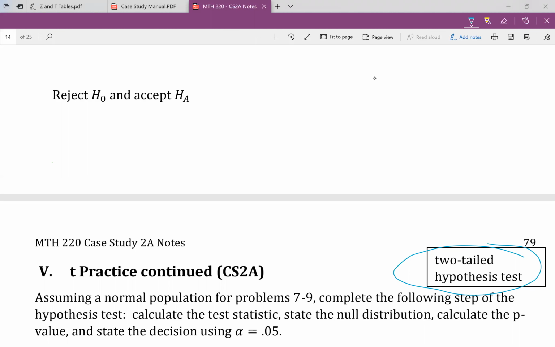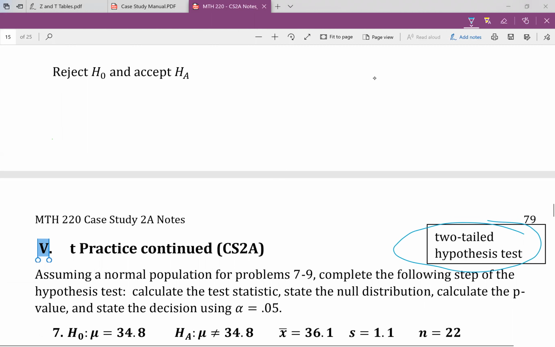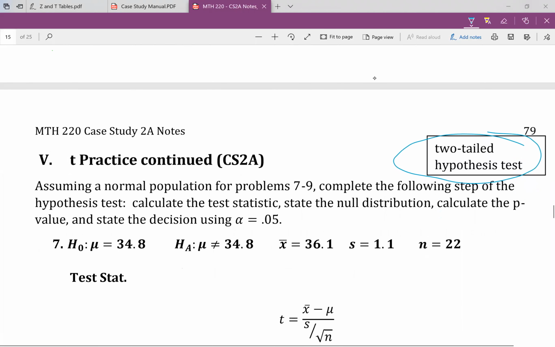For these problems, numbers 7 through 9, assuming a normal population, complete the following steps of hypothesis test: calculate the test statistic, state the null distribution, calculate the p-value, and state the decision, again using alpha of 0.05. Just like we left off last time, I'm giving you the hypotheses, X bar, S, and N, and we're going to plug into our test statistic formula. Before you do that, notice the two-tailed, which means this not equal to sign in our HA, and H0, like always, has our equality sign.